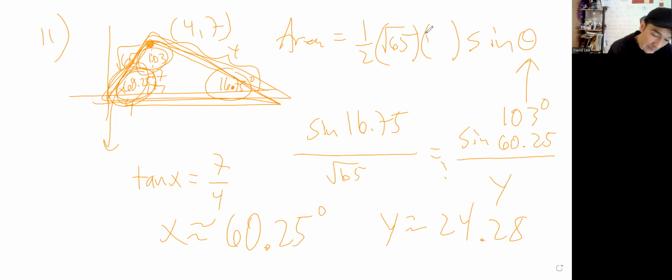And that goes in here, 24.28. And theta is 103 that we used from earlier. So let's go 0.5 times square root 65 times 24.28 times the sine of 103, and we get about 95.34. So the area, final answer, would be about 95.34 square units.